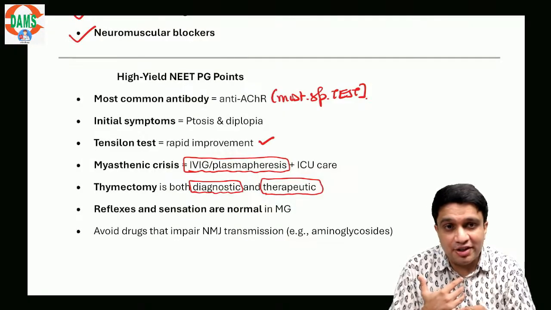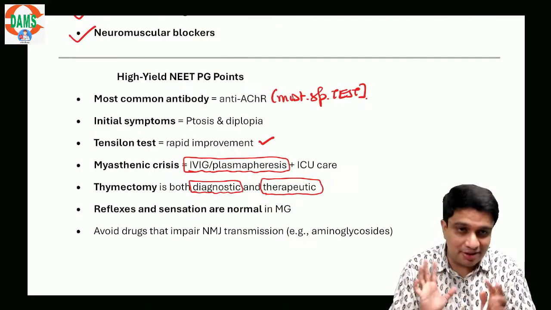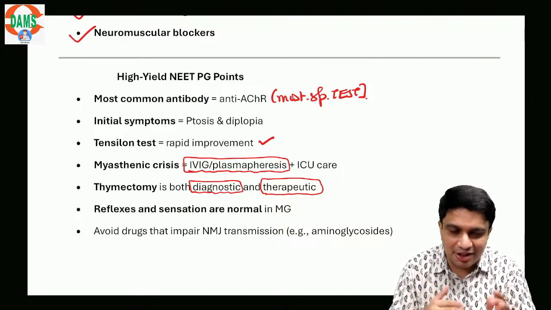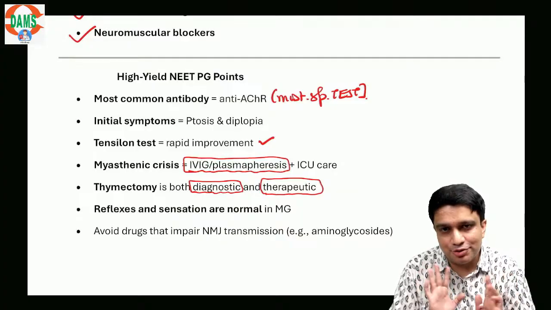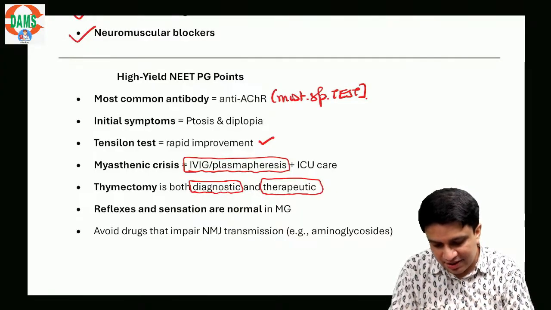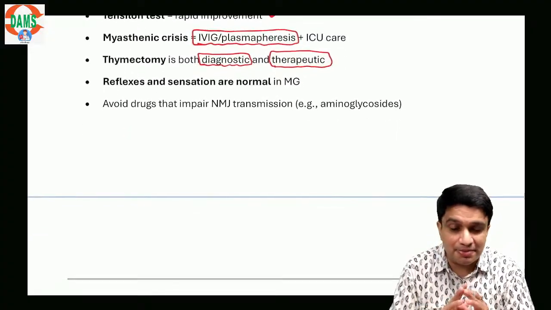See, below 15 years, myasthenia is extremely rare. So the bracket is 15 to 55. That's agreed. But the upper side you need to remember should be below 55. Okay. And reflexes and sensation are normal in myasthenic patients.